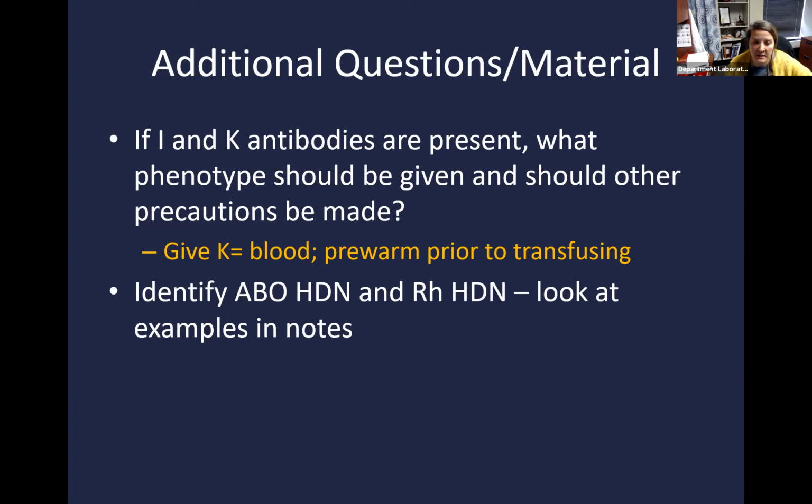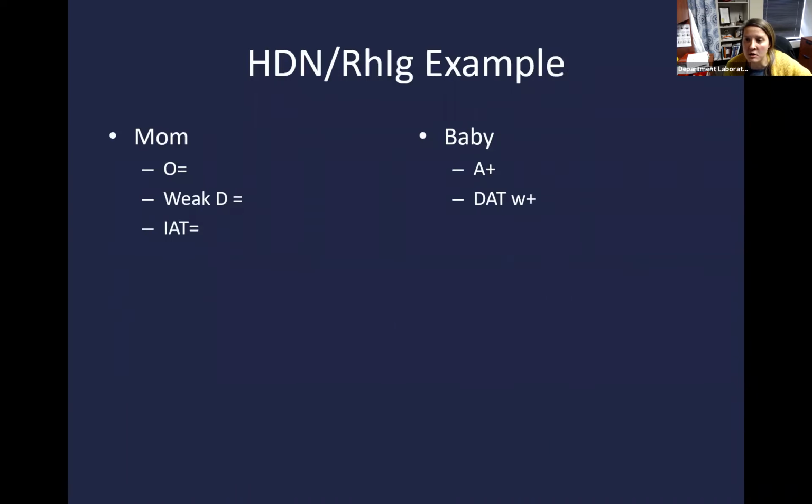And so be able to identify ABO HDN and Rh HDN. Look at examples in your notes, and I included some examples here just for us to go over a little bit further. So the way to approach these hemolytic disease of the newborn cases, number one, always look at mom's type. Remember, if mom's type is O and the baby's type is either A or B, there is the potential for hemolytic disease of the newborn due to ABO incompatibility.